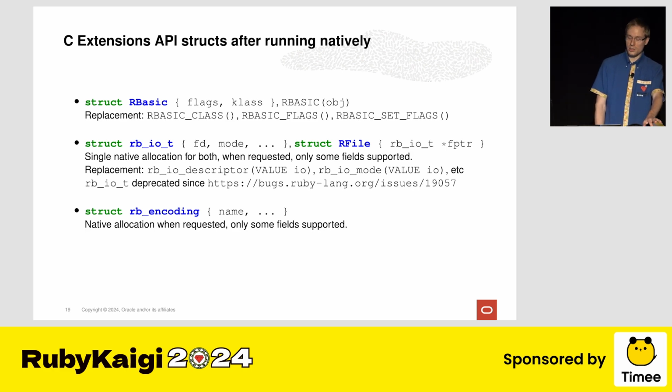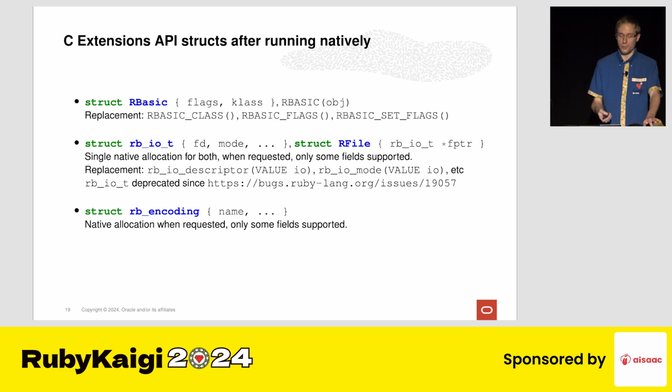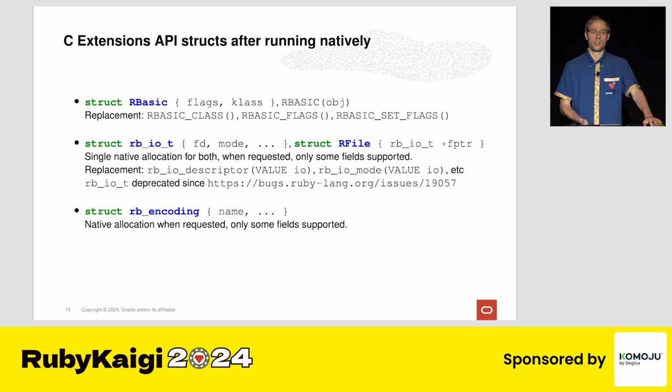But again, there's already a replacement, and it's already pretty much deprecated. So if you want the file descriptor of an IO, you just have a function to do that. You don't need to have this struct in your hand. And one last struct is the RB encoding struct. This is actually part of many functions in the C API, so there's no way to get rid of it. But this is not that big a deal because there are 100 encodings in Ruby, so we can create 100 native structs and call it a day. So it's not that bad.